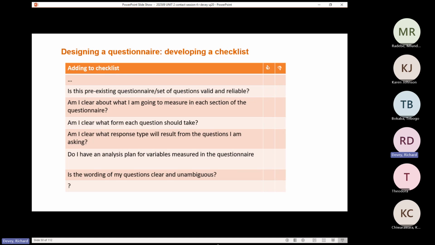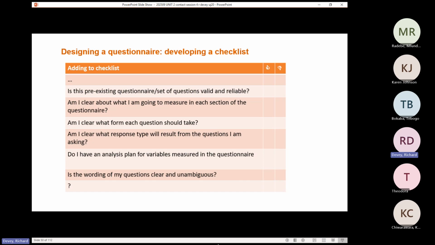Because we can ask different kinds of questions. Are you clear what response type will come from a question? And those response types are really important for analysis purposes. You'll see there's a link between the response options that we get from a questionnaire and the kind of analysis that we can do. And I'll make that link with the analysis plan. Do I have an analysis plan for the variables?